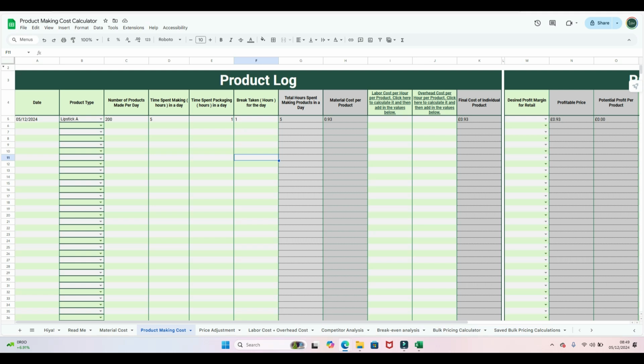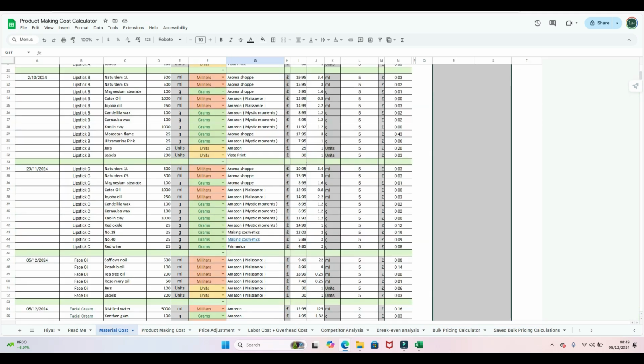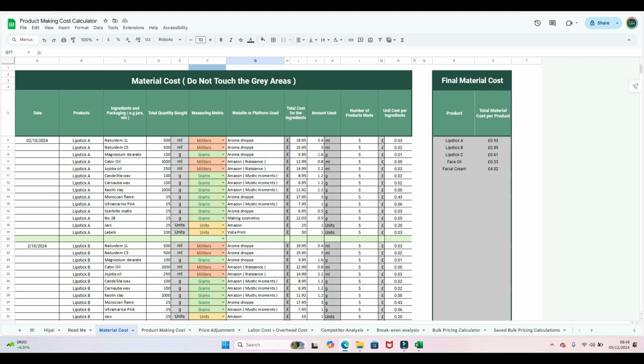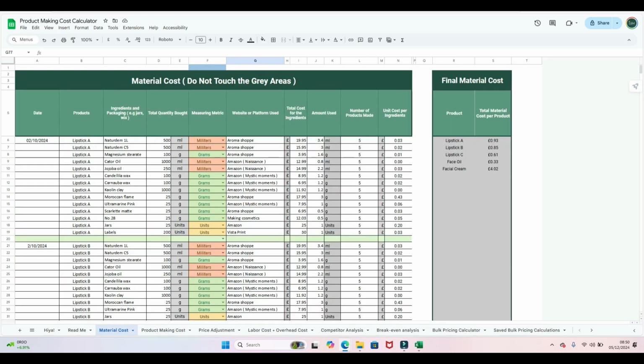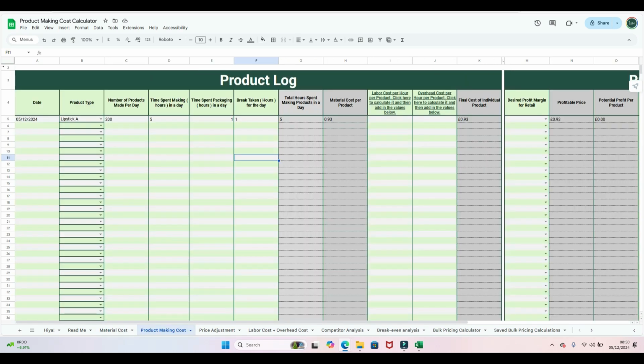Now this number here, this has been automated. So it's taken directly from the calculation in your material cost. So you do not touch anything in the gray section. I am going to add this bit on top here, just like I did in the material cost. Please do not touch the gray areas, all right, because it will affect your calculation.